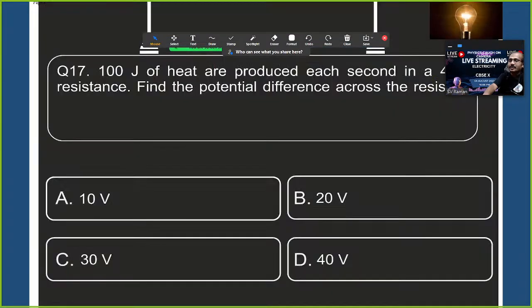We will see some of the questions and how they will ask. There is a question over here.